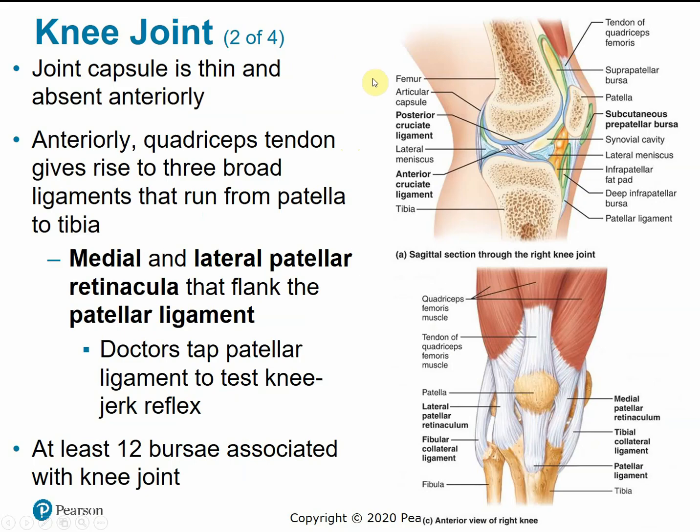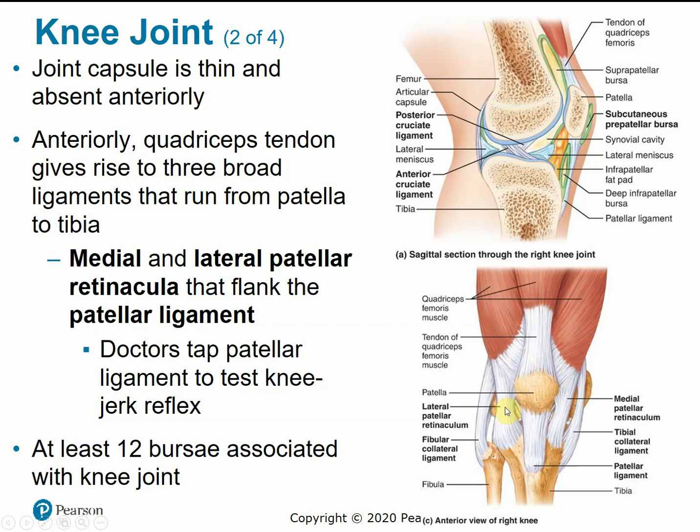So the joint capsule of the knee joint is basically absent anteriorly. So we have the patella, the kneecap bone, almost directly on top of the end of the femur bone. When we look at the anterior portion of the knee, the quadriceps tendon, so the main muscle in the thigh, this tendon coming off of the quadriceps will then kind of branch off and give rise to 3 broad ligaments to help support the knee.